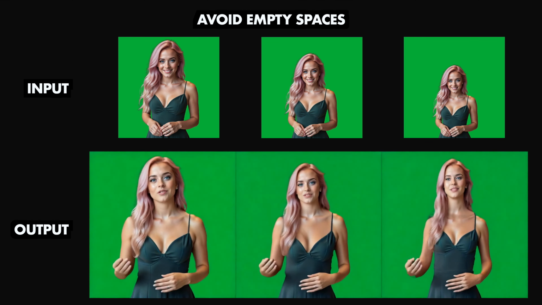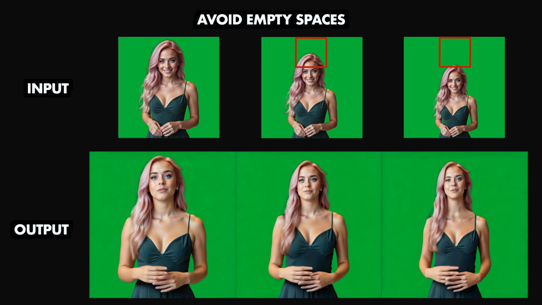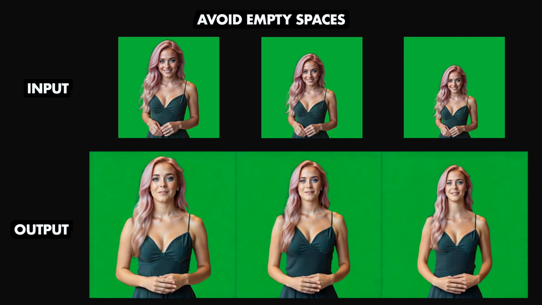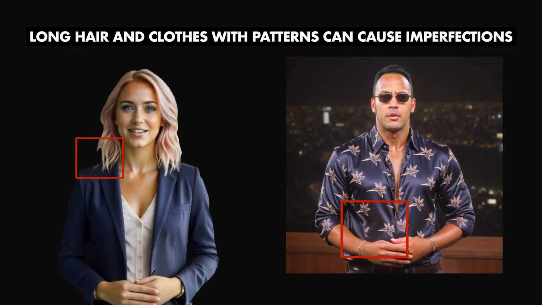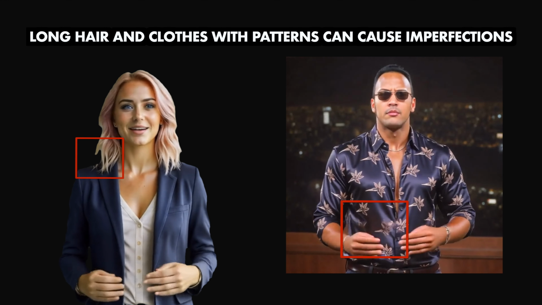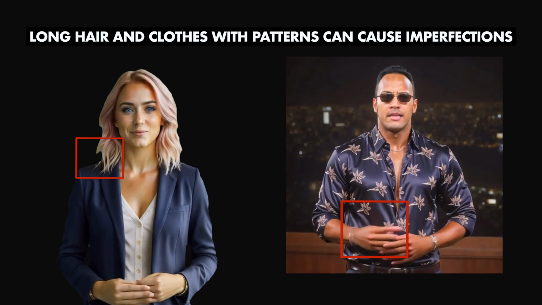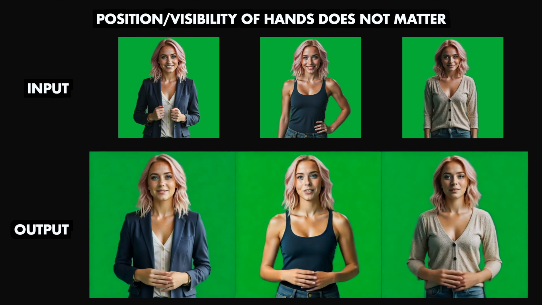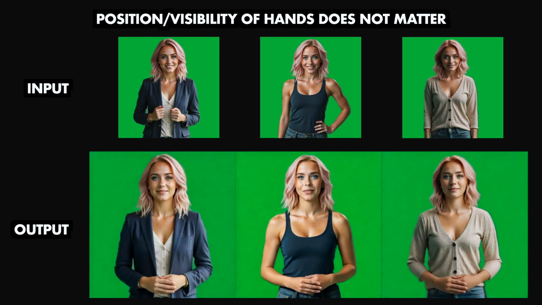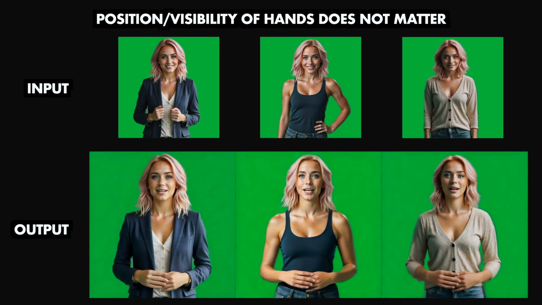And make sure that you don't leave too much space at the top or Echomimic will stretch the person, which looks weird. I also noticed that long hair and patterns on clothing can cause minor glitches. And as far as the hands go, I couldn't tell any difference between images that had both hands on them, just one hand, or no hands at all.